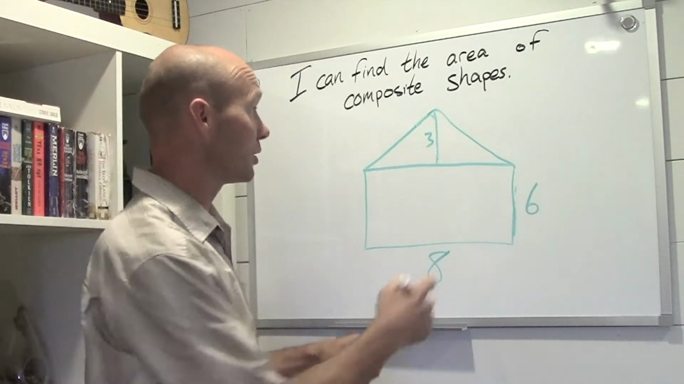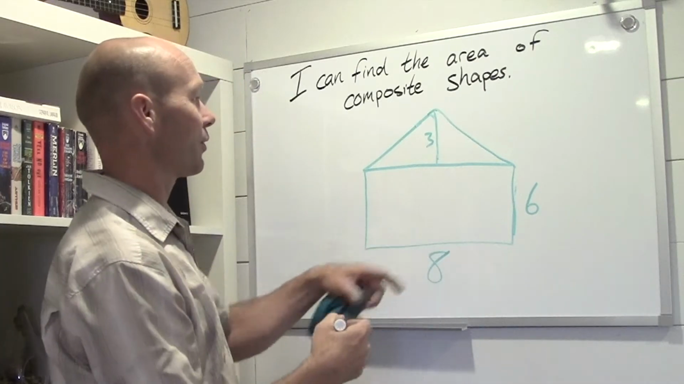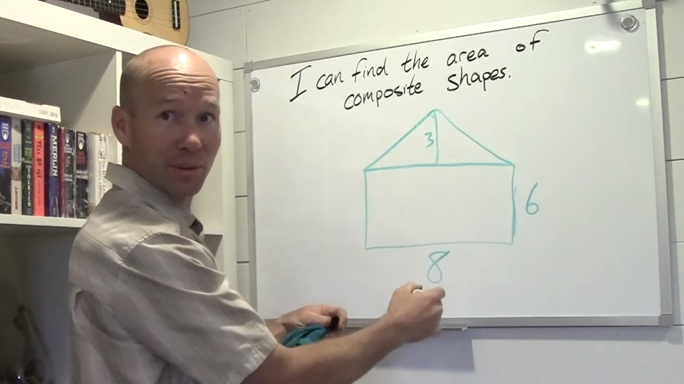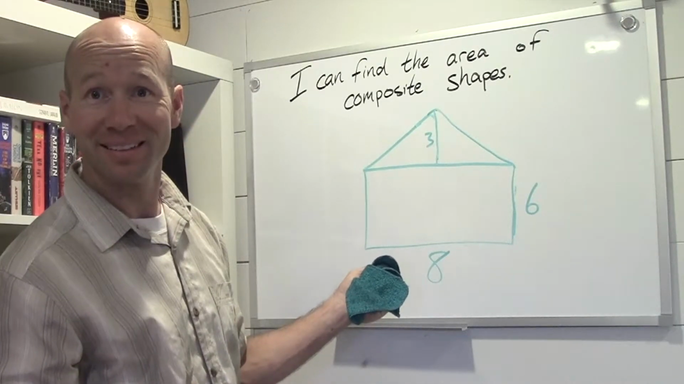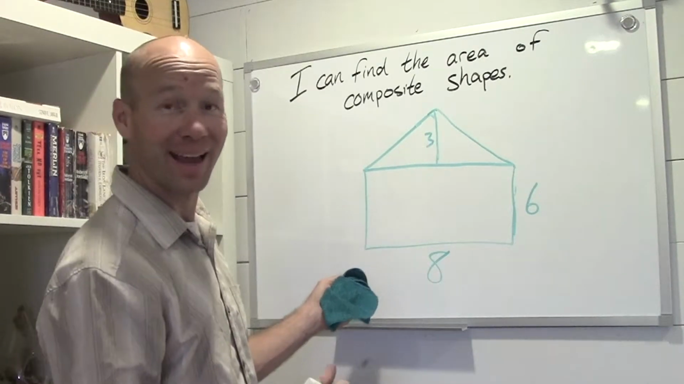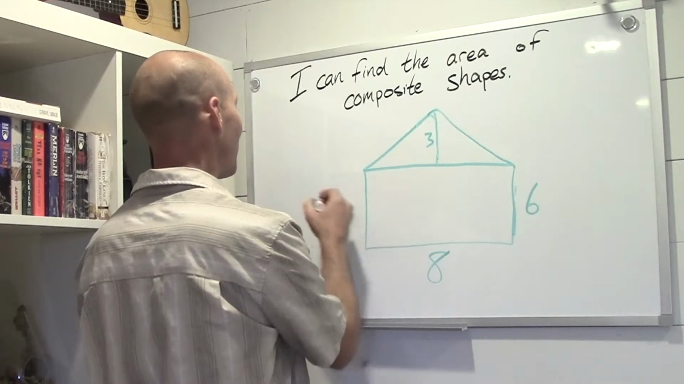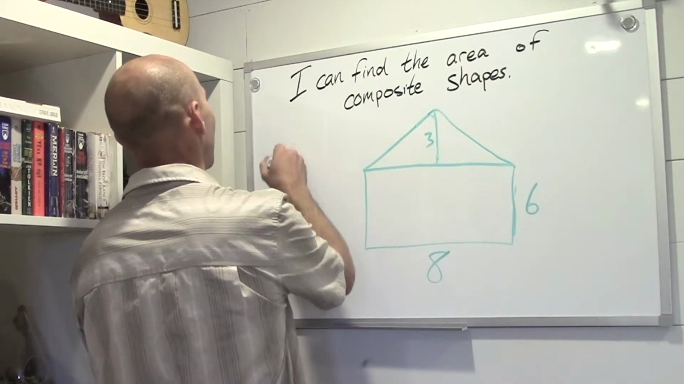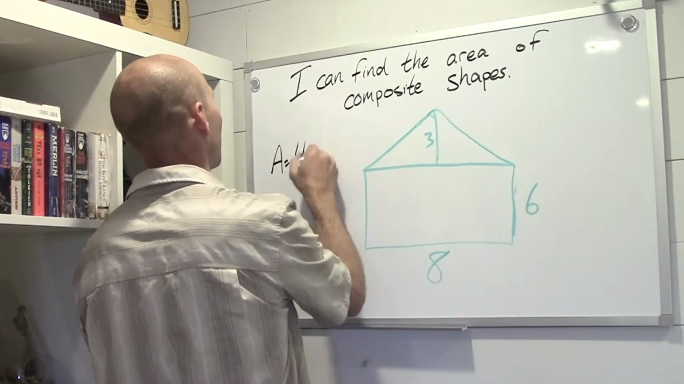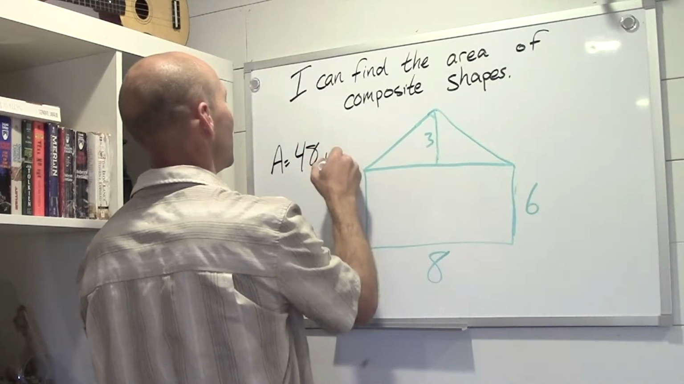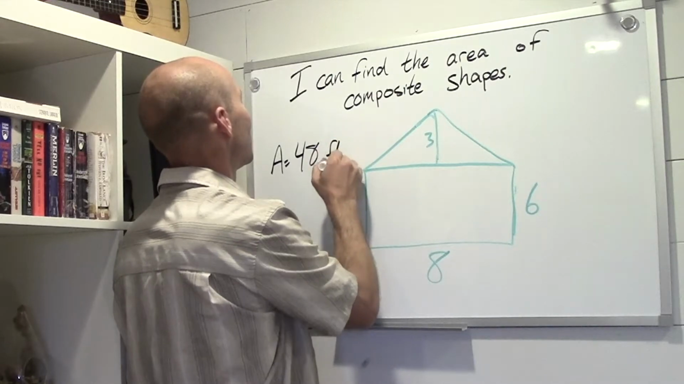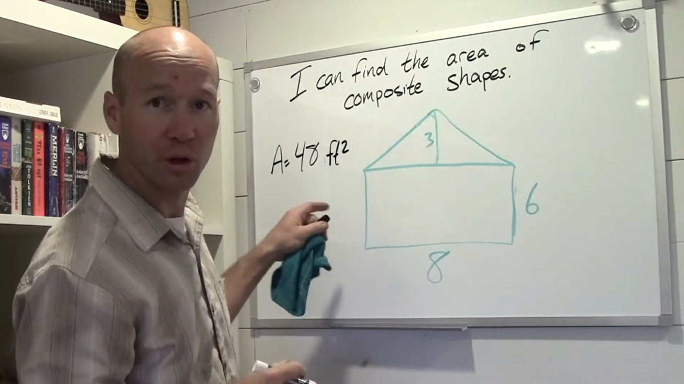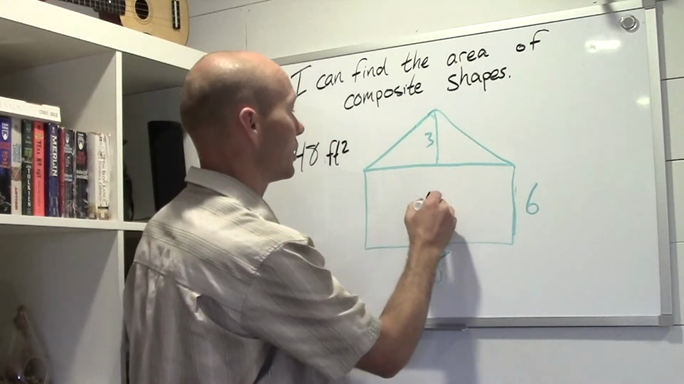So one way I could do it, I could say the area of the rectangle is 6 times 8, which is what? 6 times 8 is 48. Very good. So right here I've got A equals 48. We got feet, so we're going to say square feet. 48 square feet right here.